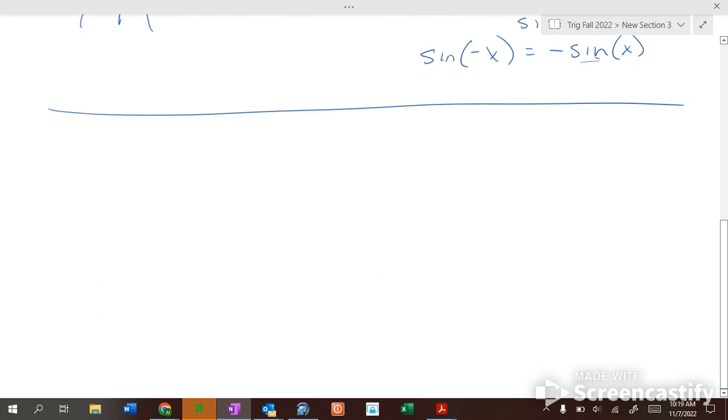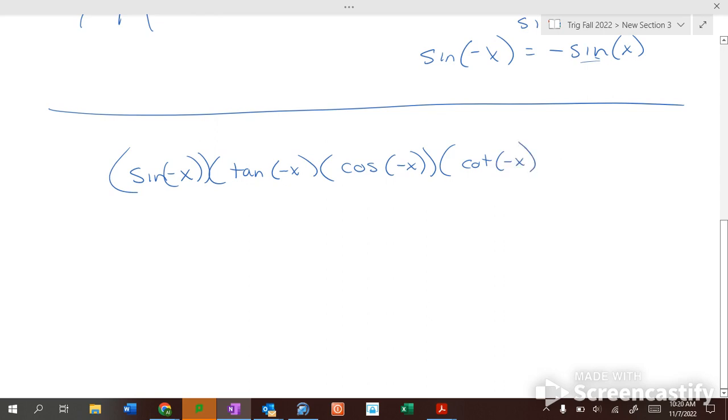But what we're going to do is take simple little trig functions like the sine of x, the sine of negative x, times the tangent of negative x, times the cosine of negative x, times the cotangent of negative x, and we're going to figure out what that all multiplies to be. Okay? What is all that going to multiply to be? Well, to do this, let's take out the negatives first.